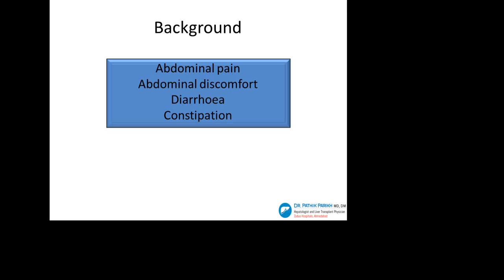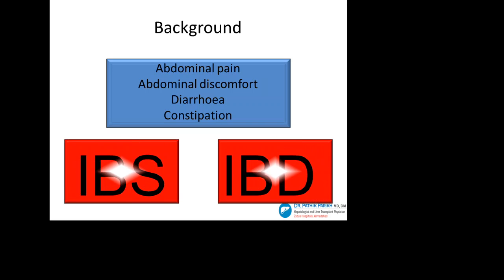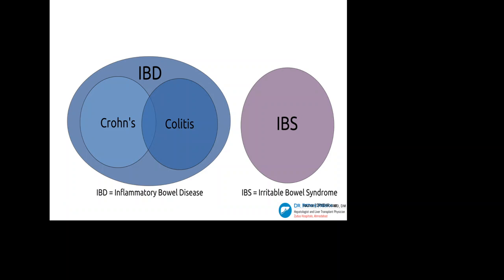When we see a patient who comes to our clinic with abdominal pain, abdominal discomfort, diarrhea and constipation, the question that we ask ourselves is: is it irritable bowel syndrome or is it inflammatory bowel disease? Now, for all the non-gastroenterologists, IBS and IBD, although they sound so similar, are completely separate diseases. IBD consists of Crohn's disease and ulcerative colitis, and IBS consists of irritable bowel syndrome.